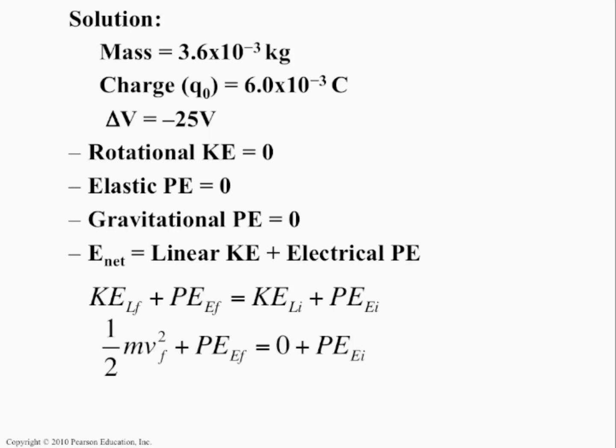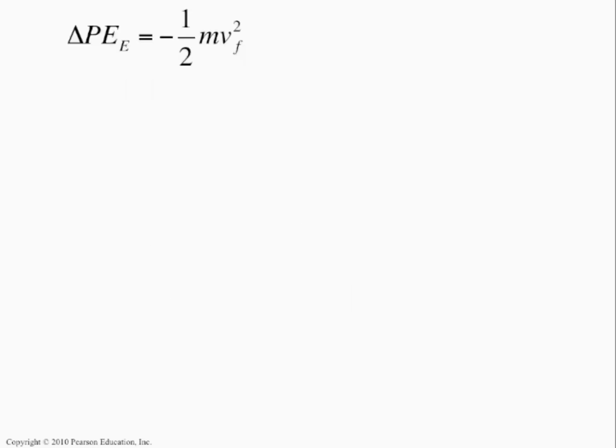And so what that's going to come down to is 1/2 mvf squared plus PEEF equals 0 plus PEEI. Now we can't fill in values for PEEF or PEEI yet, but we can rearrange the equation like so. PEEF minus PEEI equals negative 1/2 mvf squared. And by definition, whenever you see a final minus initial, that always means delta. And so we have delta PEE equals negative 1/2 mvf squared. And here, of course, we'll use the fact that delta PEE equals Q0 times delta V, and that simply comes from the definition of delta V, because the definition of delta V is delta PEE over Q0, and so delta PEE equals Q0 times delta V.